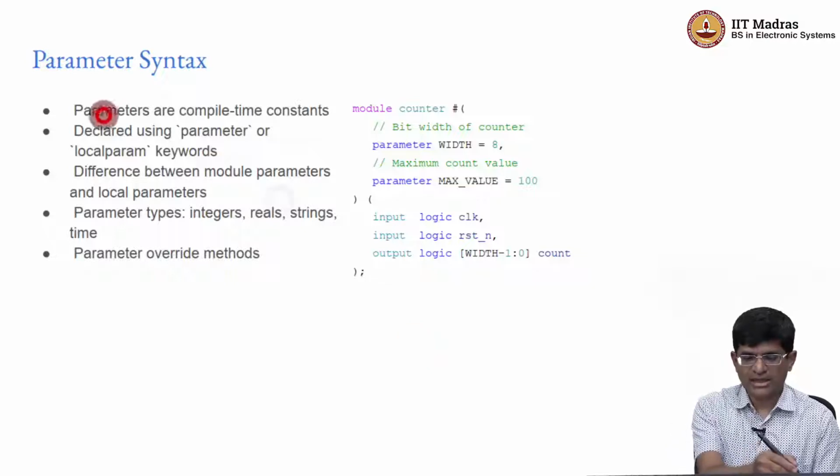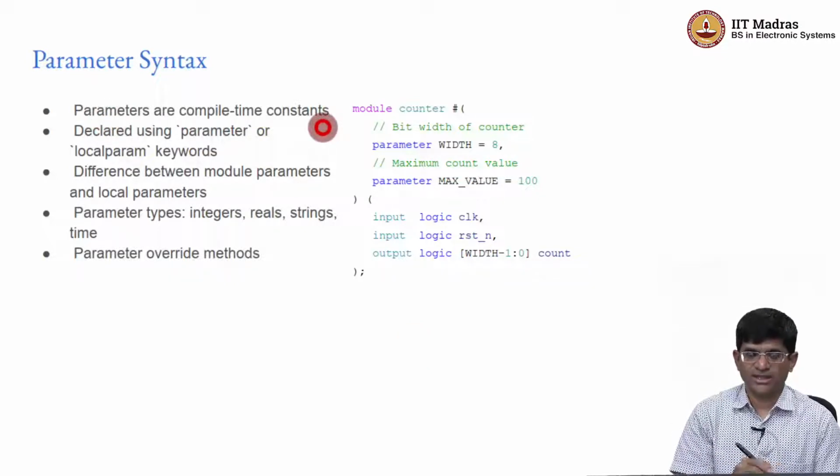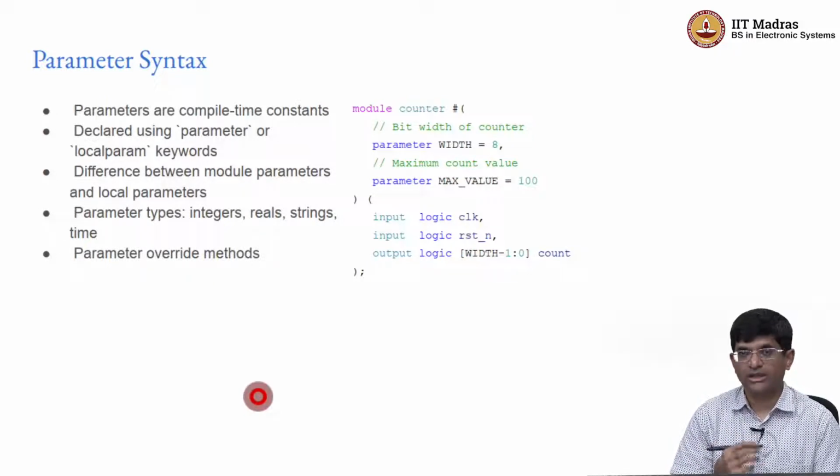So, parameters are so called compile time constants. What do we mean by a compile time constant? It means that it is something that does not change at runtime. Now, in the context of Verilog, which is used for implementing hardware, keep in mind that the runtime is not even the simulation. The runtime is actually after we have synthesized and created a set of gates and actually implemented it in hardware, what kind of behavior does it perform? That is runtime for us.